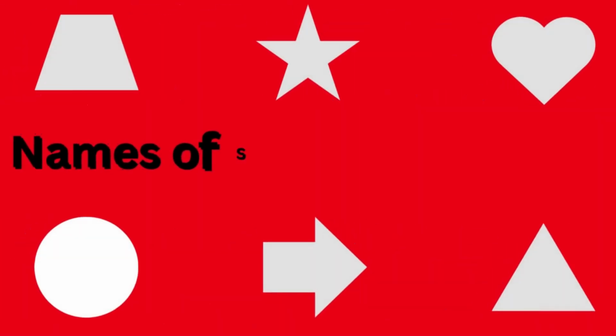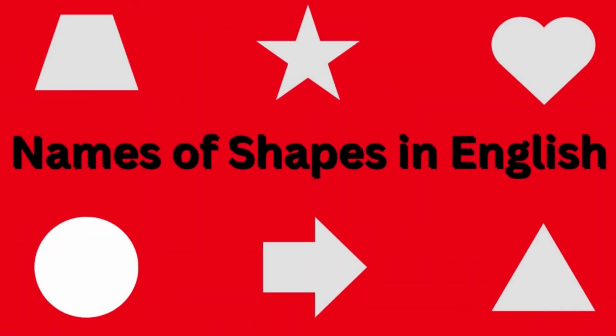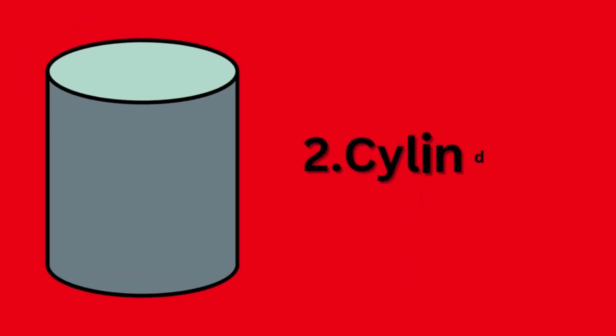Names of shapes in English. Square. Cylinder. Cross.